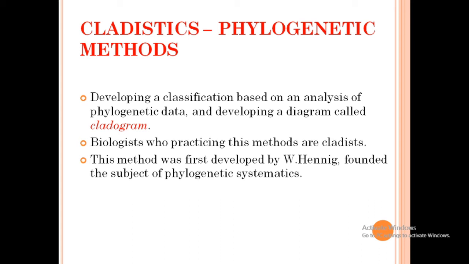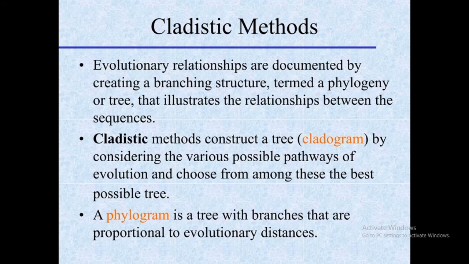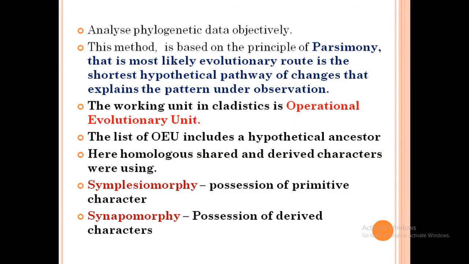And this method was first developed by H. Hennig, who is the author of Phylogenetic Systematics. So, here actually evolutionary relationship is documented. But very important, relationship is measured here. And in these methods, we construct a cladogram, and another part is also there, that is the phylogram. That is a tree that contains evolutionary distance. So, the ancestor is very important here.